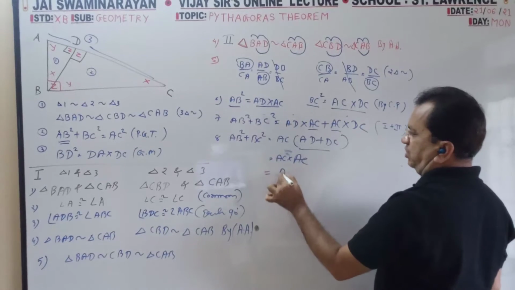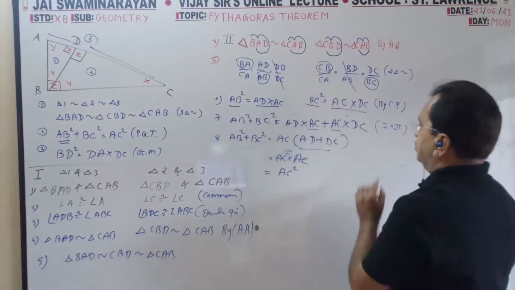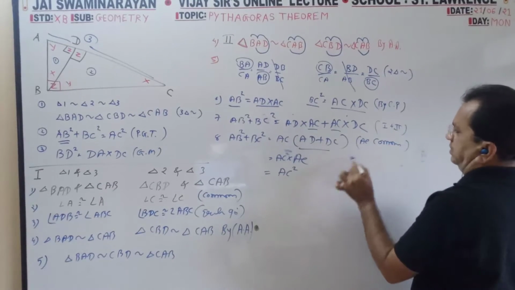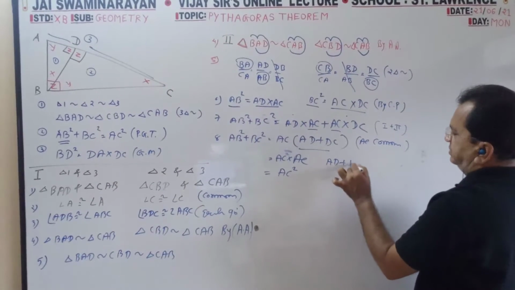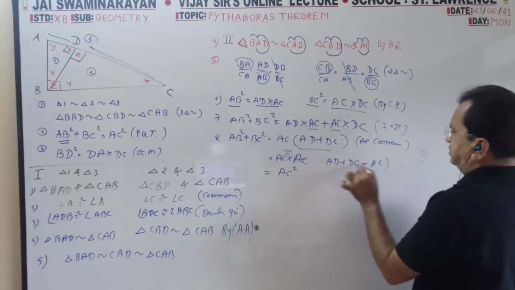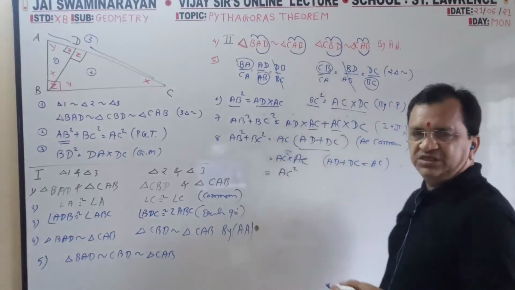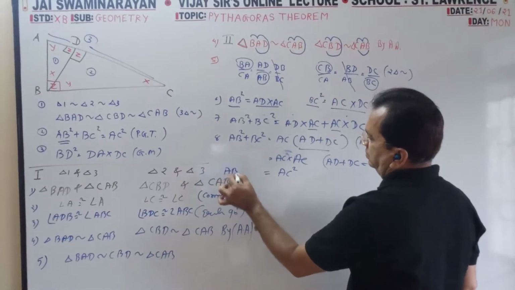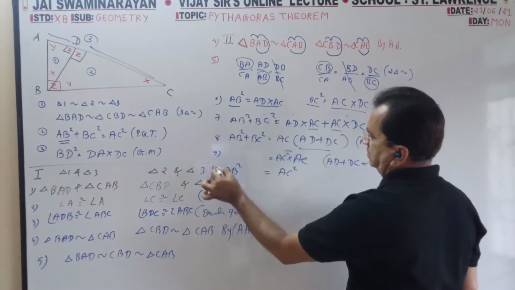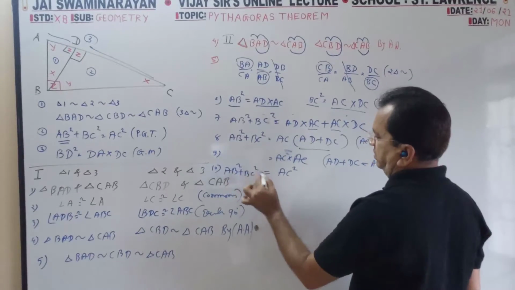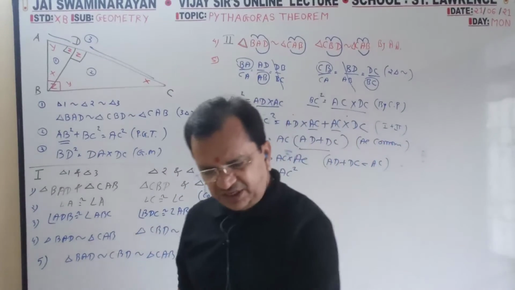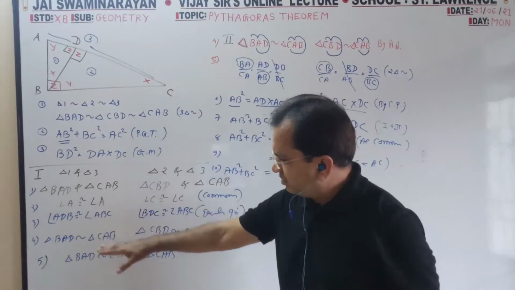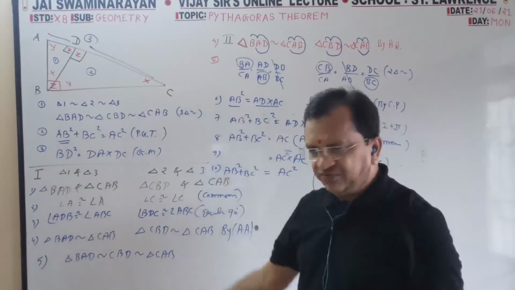AC into AC means what? AC square. So here you can write AC common. Here you will write AD plus DC is equal to AC. So AC into AC, AC square. So hence it is proved: AB square plus BC square is equal to AC square. Exactly 10 steps. 1, 2, 3, 4. Suppose you have to prove this.